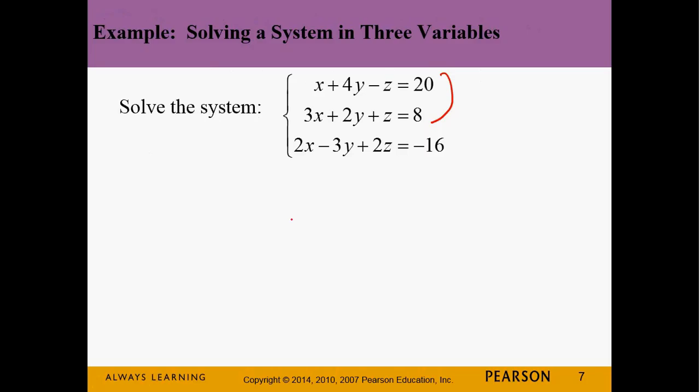So if I add them together, what am I going to get? What's x plus 3x? And then equals 28. Okay. Now, I'm going to take two other. Let's take top and bottom. What do I need to multiply the top one by? I need to multiply it by 2. So it's going to give us 2x plus 8y minus 2z equals 40.